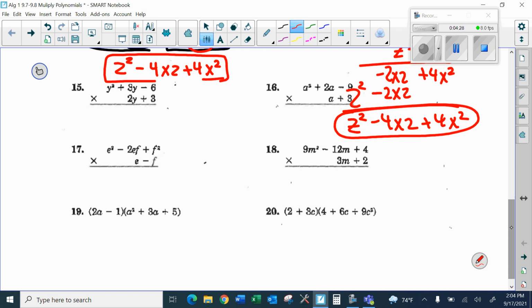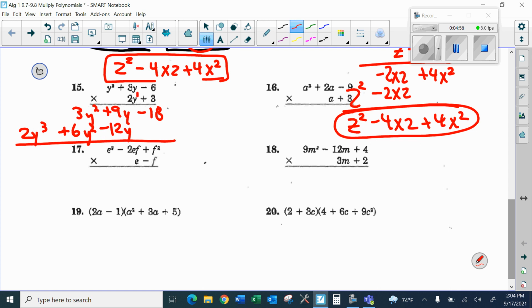So again, vertical method. 3 times negative 6, negative 18. 3 times 3y is plus 9y. And 3 times y squared, 3y squared. 2y times negative 6 is negative 12y. 2y times 3y is 6y squared. And 2y times y squared is 2y cubed, because we got 2 plus the 1 is 3.